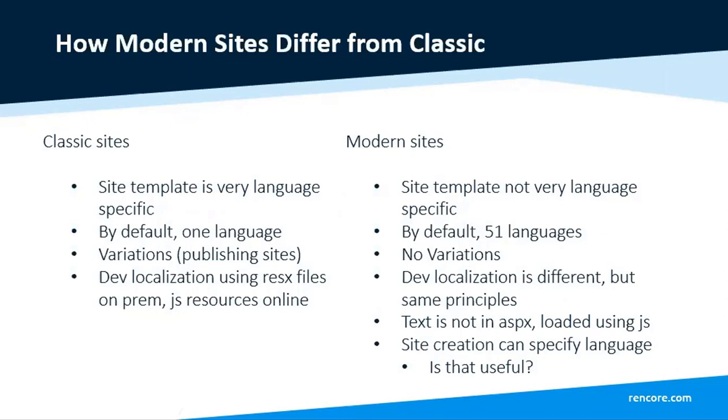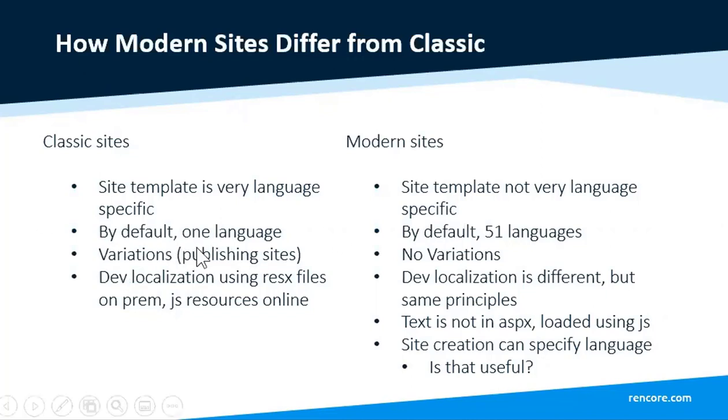So, how modern sites differ from classic. Classic sites, when you create them, are created from a template which is very language specific. So by default, this template has a single language. Modern sites, on the other hand, use site templates that are not very language specific. The same template is used in multiple languages. When you create a modern site, by default, it's going to have 51 languages activated, not just one, like what happens with classic sites.